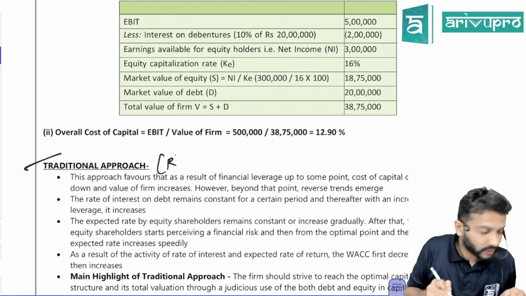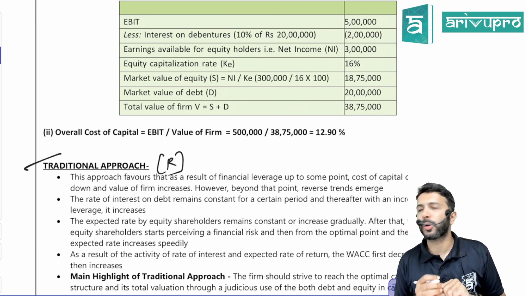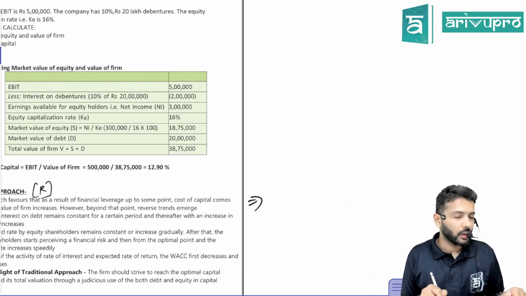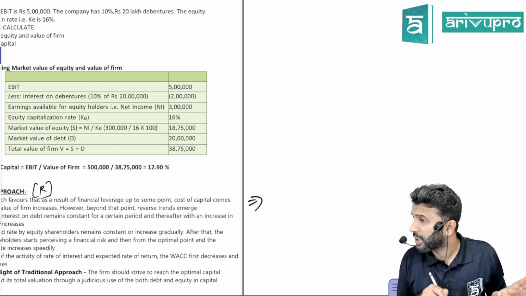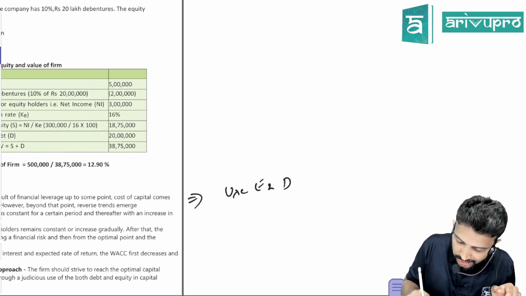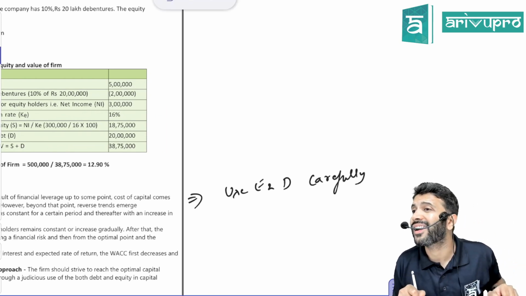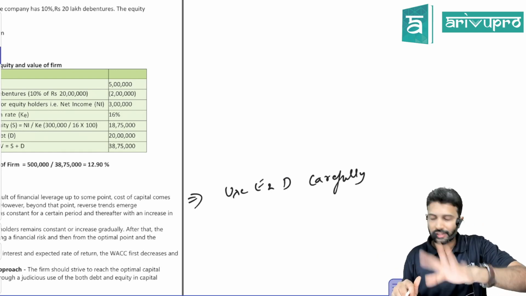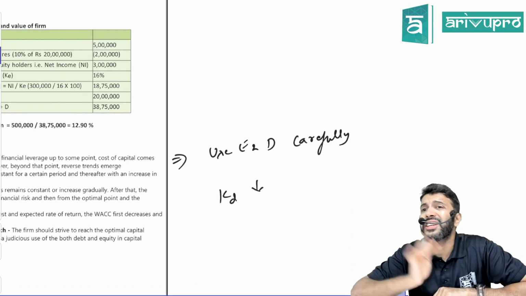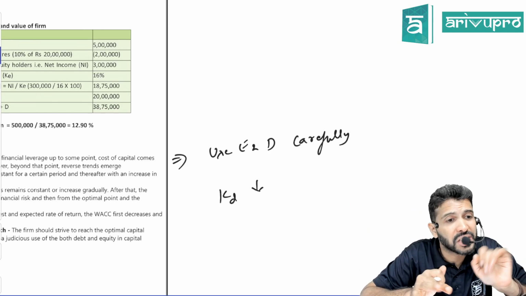The traditional approach is also a relevance theory. What the traditional approach says is, listen: debt may be cheaper, but use equity and debt judiciously and carefully. What this approach is trying to say is, yes, cost of debt initially will be cheaper. When compared to equity, cost of debt will be cheaper.